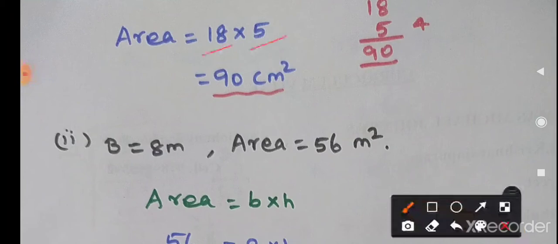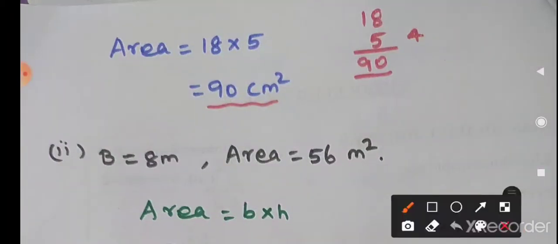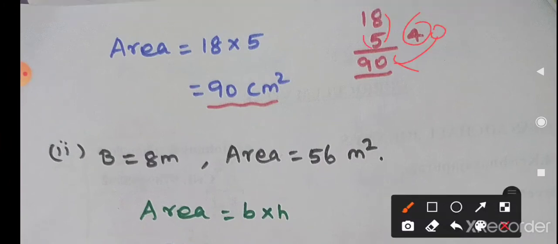So B into height is equal to 90 centimeter square. It's nothing but 18 into 5. 5 8s are 40, so 0, remaining 4. Then 5 ones are 5, 5 plus 4 is equal to 9. So 90 centimeter square.